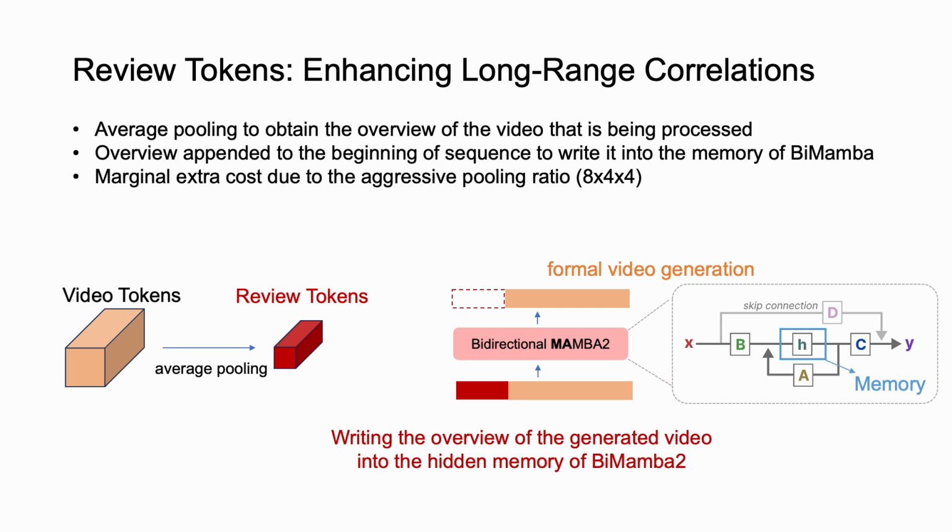To compensate for this, we deploy review tokens to write the overview of the generated videos into the hidden state memory of Mamba modules before the video tokens are processed. The implementation is very straightforward. We apply average pooling to the video tokens and append them to the beginning of the input sequence. Due to the computation pattern of the Mamba module, these review tokens will natively be written into the hidden state memory before formal video generation starts. The extra cost is marginal since the number of review tokens is less than 1% of the number of video tokens, and our module has linear complexity with respect to the number of tokens.